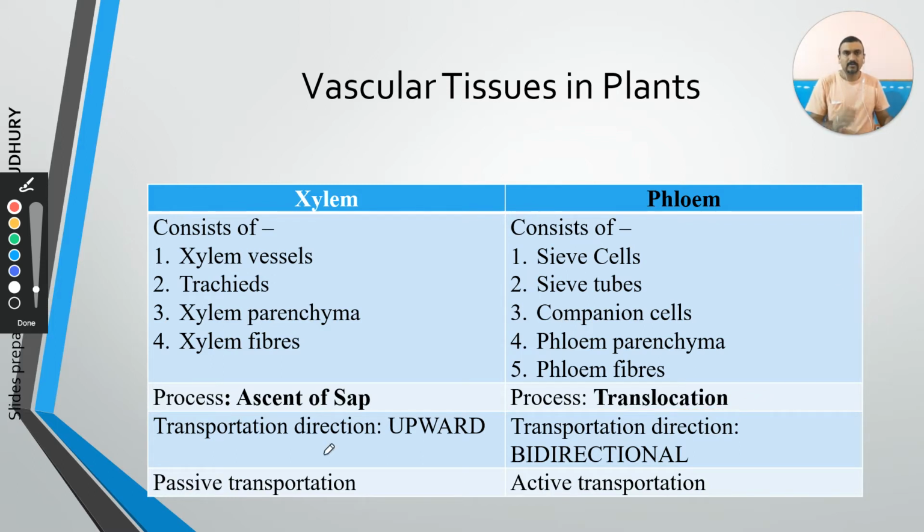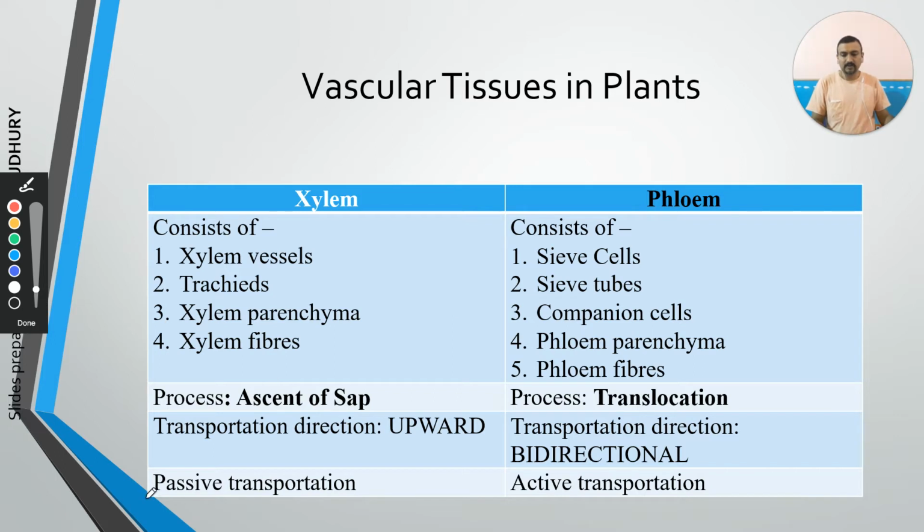When we talk about water and dissolved minerals, the direction of transportation is always upward, because they are transported from roots to the different tissues of the plant. But in phloem tissue, the transportation of food can be in any direction. It can be upward, it can be downward also. So we can call it bidirectional transportation.